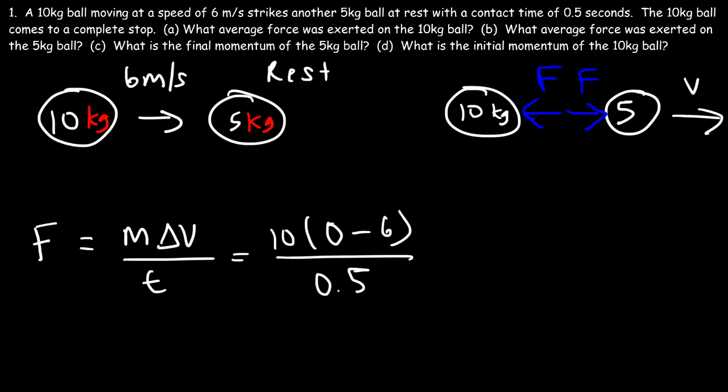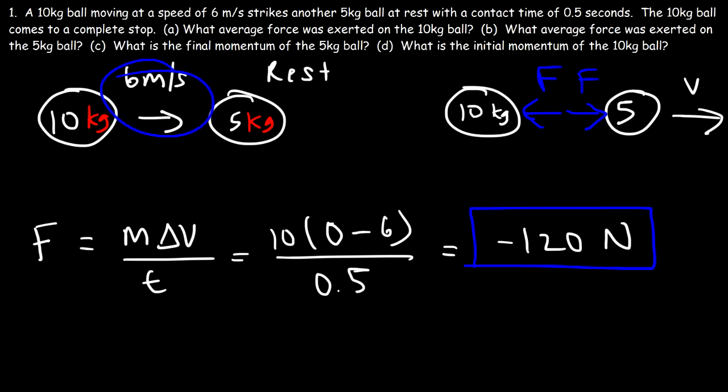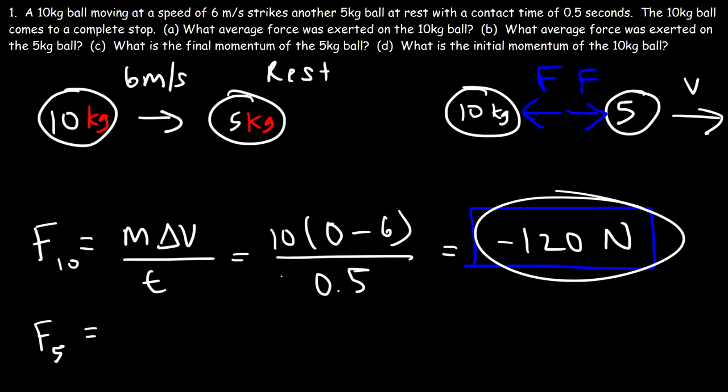So we have 10 times negative 6, which is negative 60, divided by 0.5. So that's negative 120. The negative sign tells us that the force is opposite to the direction of the velocity, and so this force decelerated the object. Now, part B, what average force was exerted on the 5-kilogram ball? As we said earlier, based on Newton's third law, these two forces must be equal but opposite in direction. So the force acting on the 5-kilogram ball is going to have the same magnitude but the opposite sign, so it's going to be positive 120 newtons.